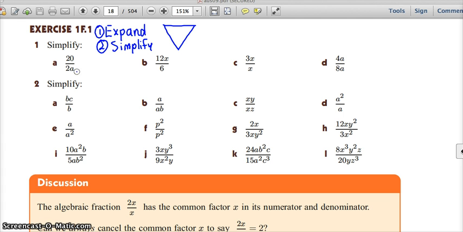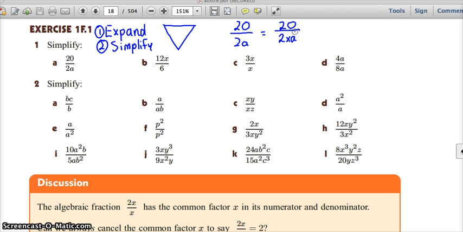Let's take the first one, 20 over 2a. Before we start to simplify, a good way of going about it is to try and expand it first. And by that, we can do it in one of two ways. We can leave 20 up the top, and on the bottom, we can write 2. What's in between the 2 and the a? A times. We can expand it out like that.